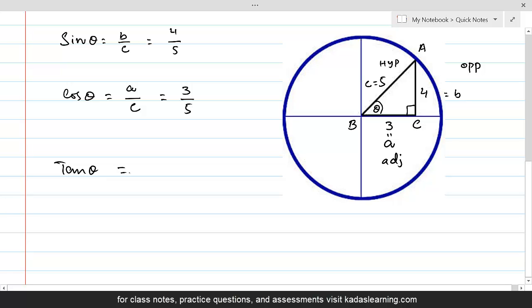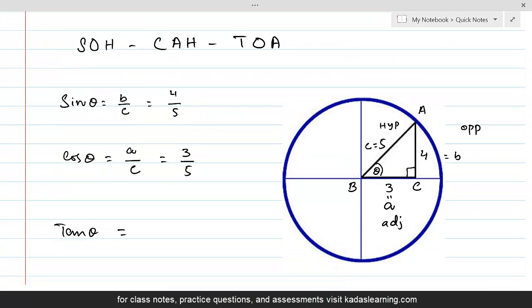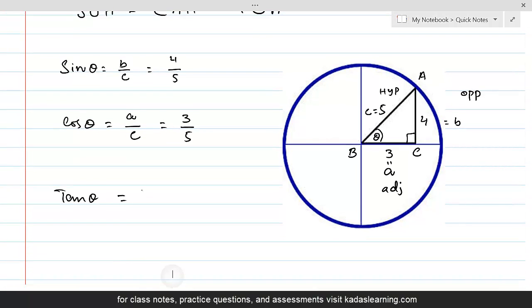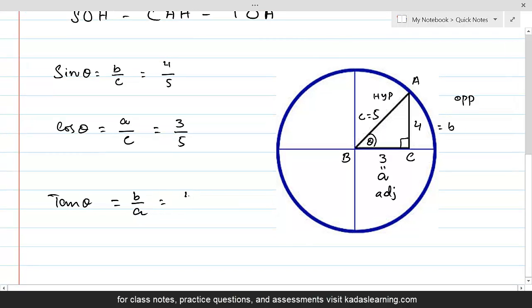And tan theta is equal to TOA, means T for tan, O for opposite, and A for adjacent, and opposite is equal to B. So that would be B over A, and this is equal to 4 over 3. So this is the way we can define them.